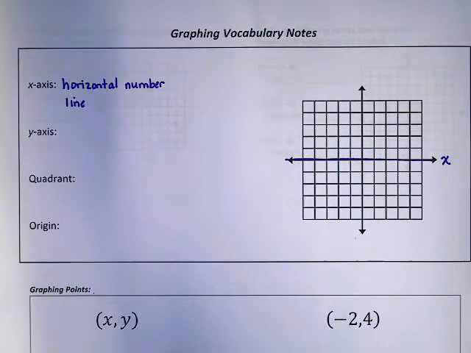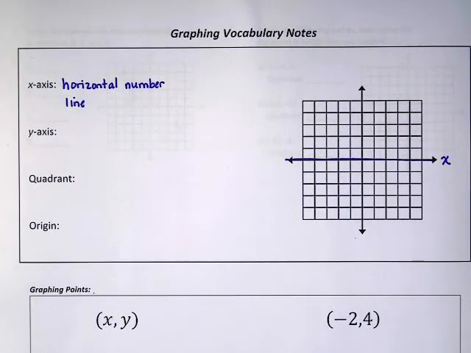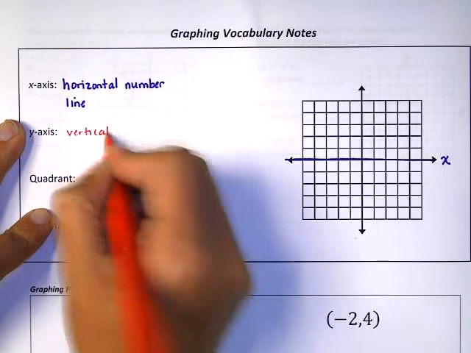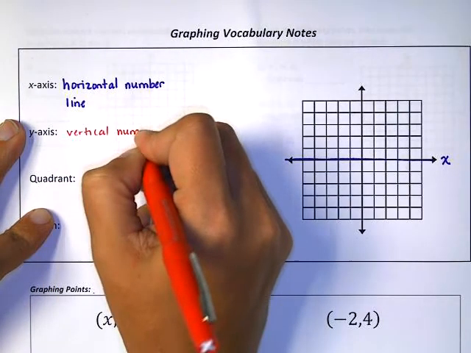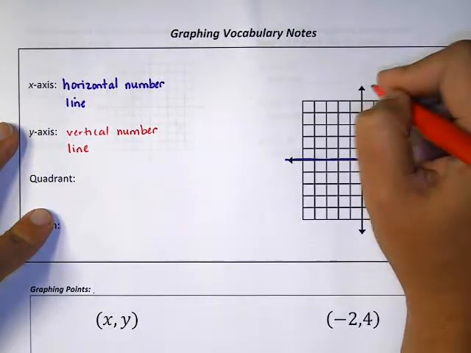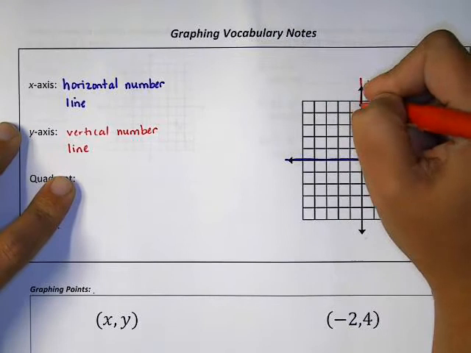On a graph, the y-axis is the vertical number line that helps to divide the graph into sections. So on this graph, the y-axis would be right here.